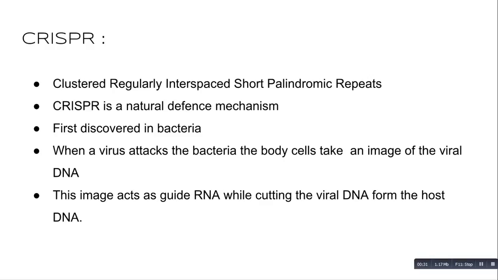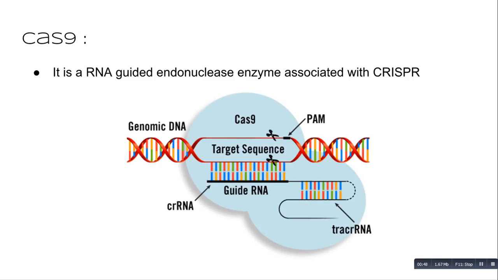CRISPR can keep track of the bits of dangerous viruses around itself like an image, such that it can recognize them and defend against them next time whenever they attack. These bits guide the Cas9 to a specific portion of the DNA where the virus has attacked. The defense mechanism's second part includes a set of enzymes called CRISPR associated Cas proteins.